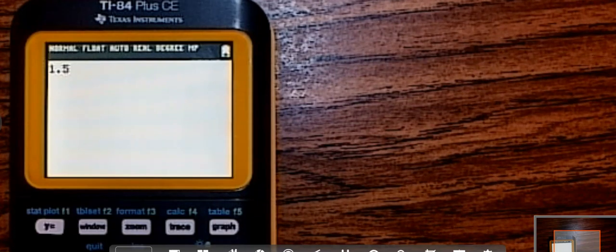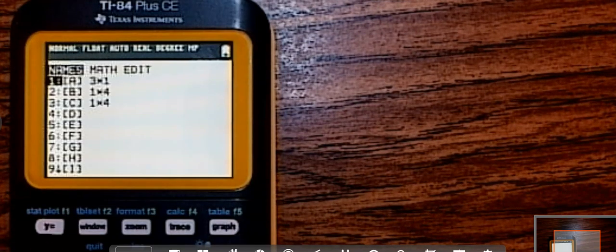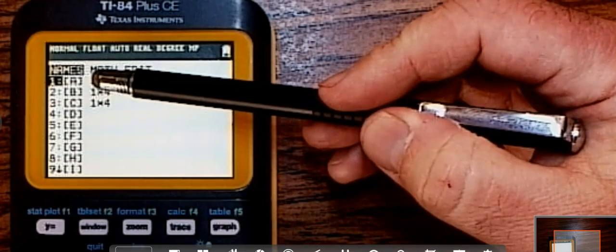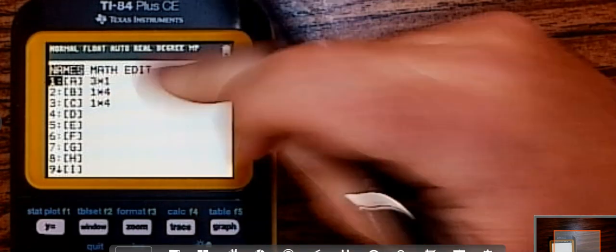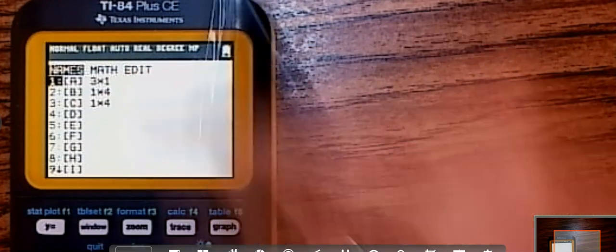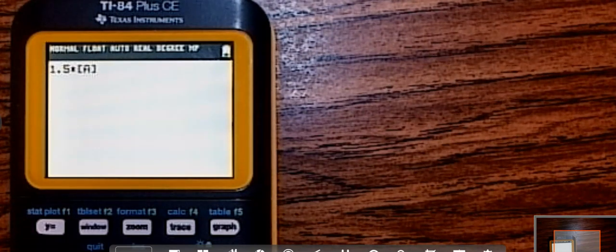So I've got 1.5 times, remember where the matrix button was? This time, when you go back to that section, leave it where it is under names. And choose the matrix that you want. In this case, it's a 3x1 matrix, the one we entered. And so on the main screen, you see 1.5 times matrix A. And when you hit enter, it will do exactly what you told it to do.